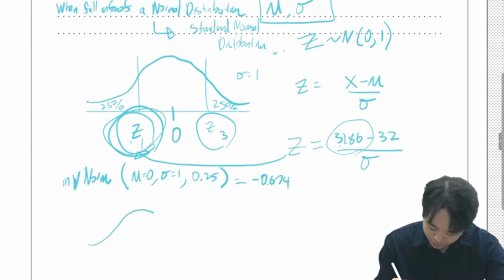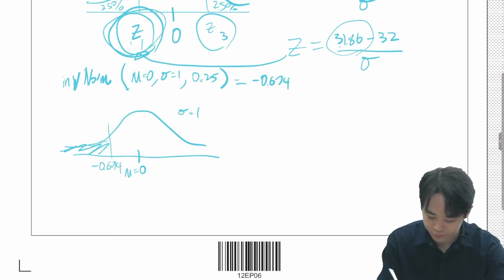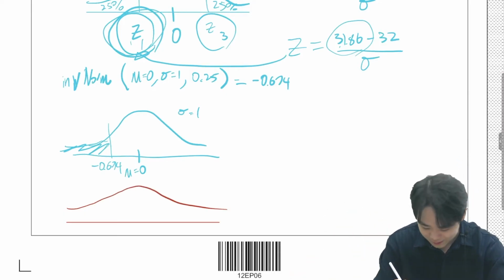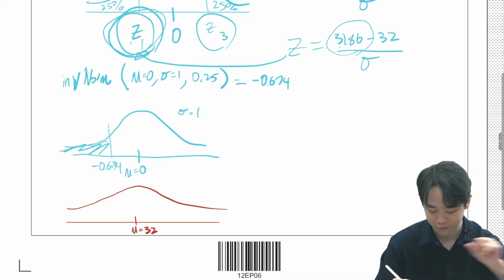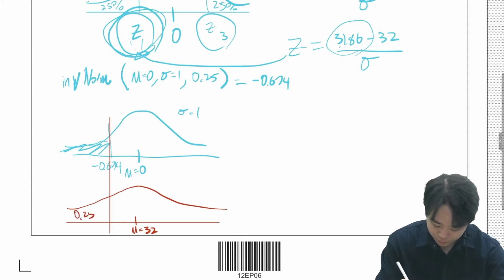So we have two normal distributions, right? If this is 0 and sigma is 1, then the bottom 25% is going to be a z-score of negative 0.674. In parallel, we have our original distribution. Same normal distribution, same shape, same everything. It's just that the scales are slightly different. We have the mean as 32, so the center has slightly shifted. And then we're going to have the same bottom 25%, 0.25. But this time, this is known to be 31.86.